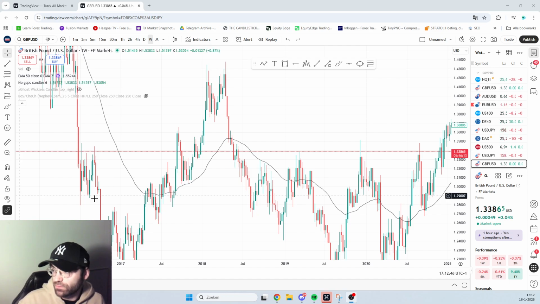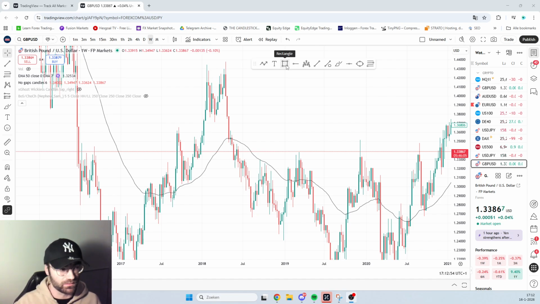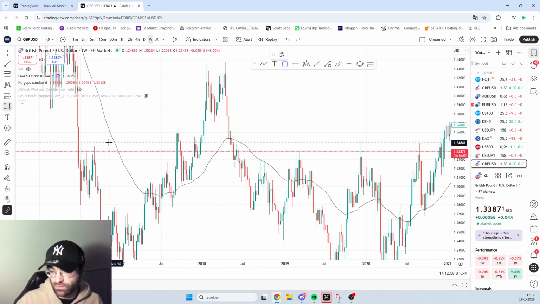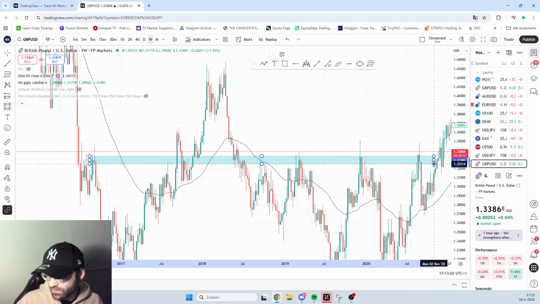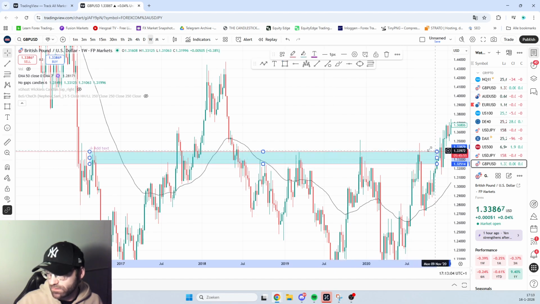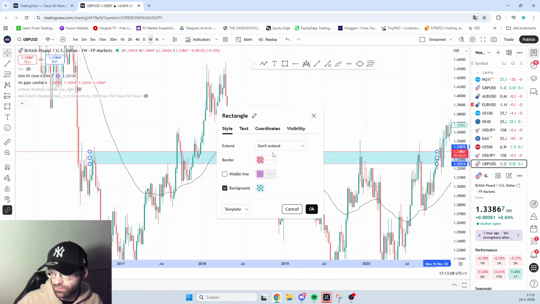So without further ado. Areas of interest are basically support and resistance areas. They're areas that are well respected and they act as support or as resistance. And today I want to teach you how to find them and how to use them. This is, by the way, the tool I use. It's this little rectangle on TradingView.